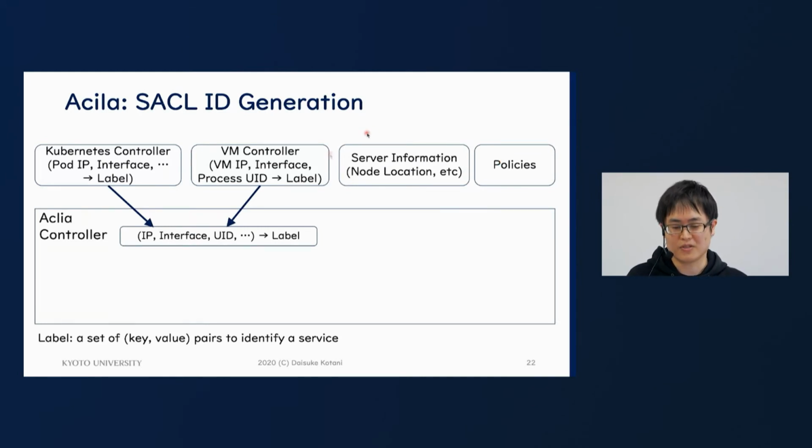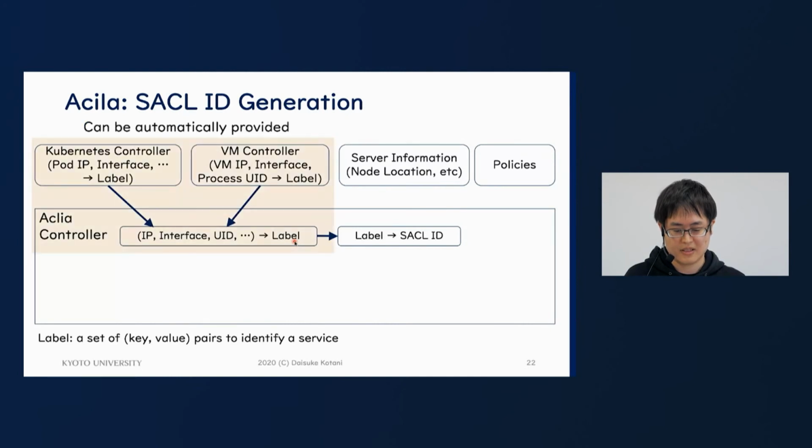So Acilla will take Kubernetes and VM data from Kubernetes and VM controllers. So they will use IP address, interface, and UID information. And they will assign that as a label. For this label, they will assign a SACL ID. So something to remember here is that the data that comes from the Kubernetes and VM controllers come to the Acilla automatically. So the system admins do not need to do anything here.